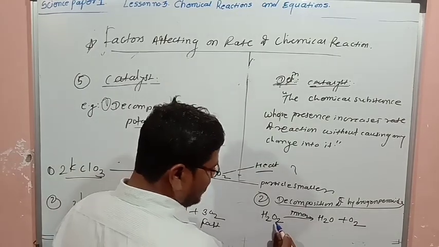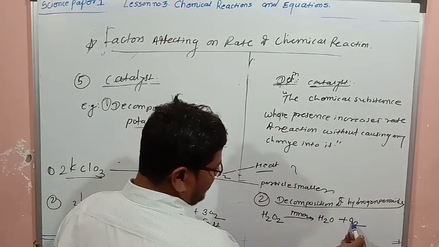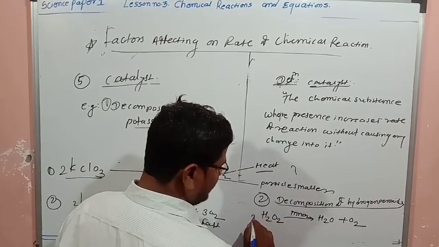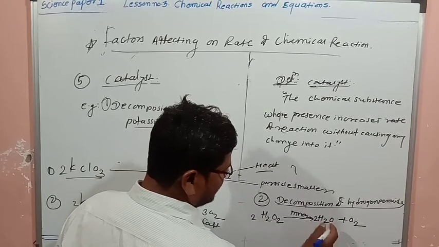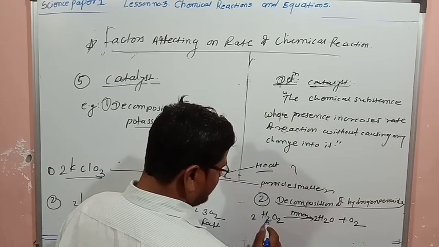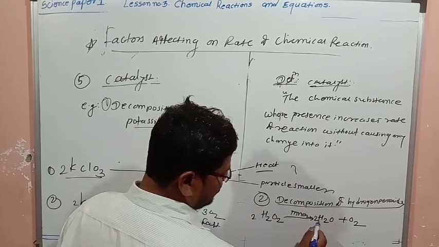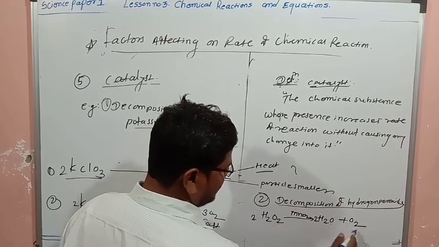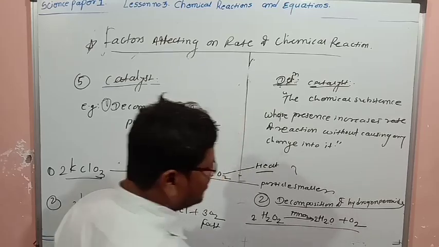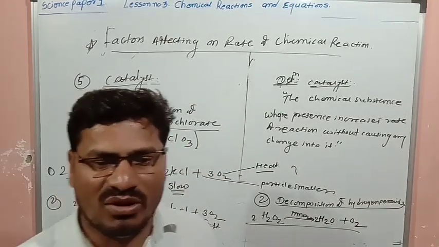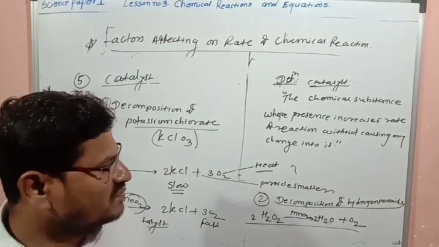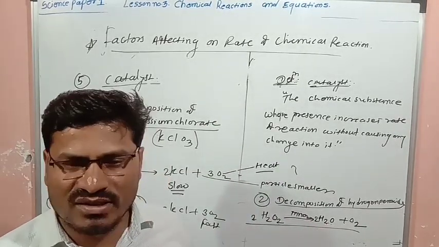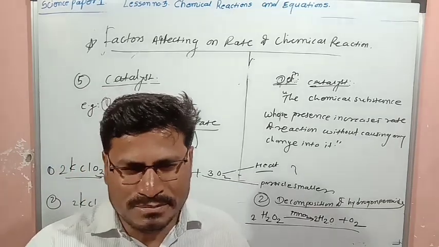Now here how many oxygens are there? 3 are there. Here 2 are there. So take twice H2O2 and here twice H2O. So hydrogen: 2 twos are 4, LHS and RHS equal. Oxygen: 2 twos are 4, and 2 plus 2 is 4. So this is the decomposition of hydrogen peroxide. This is also an example of a catalyst. If you are using MnO2 catalyst, then the rate of reaction increases.